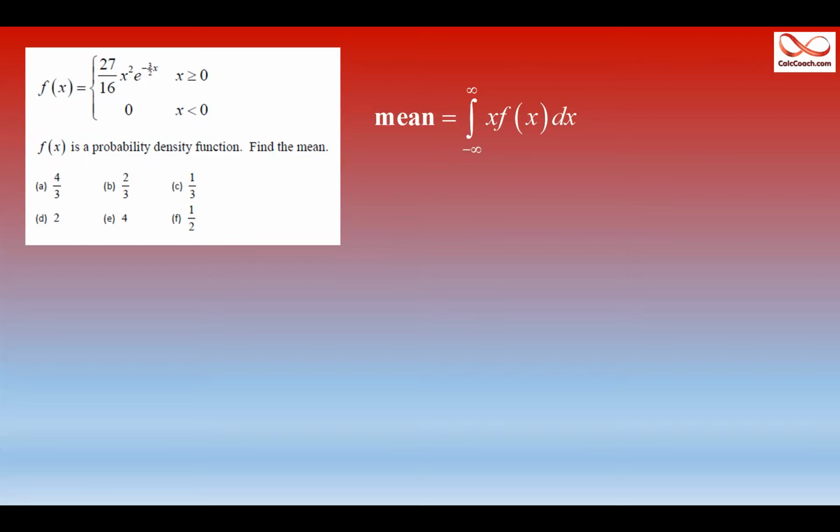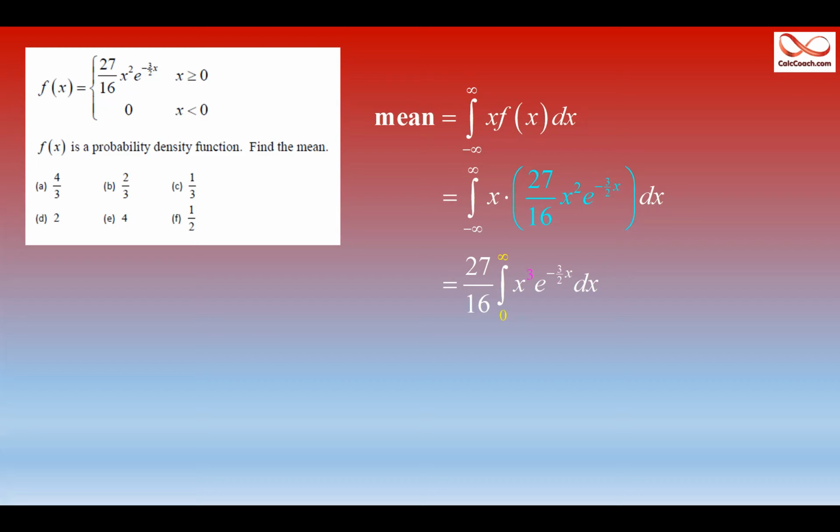This formula is like a center of mass formula, reminiscent of the moment about the y-axis. Here we go. So for us, the integral goes from minus infinity to infinity by definition. In our particular function, though, our function is only non-zero when x is greater than or equal to 0. Our function is 27 over 16 x squared e to the negative 3/2 of x. And so the bounds then are from 0 to infinity for us. And multiplying the x's together, we get x cubed. So it's our job to tackle this integral.